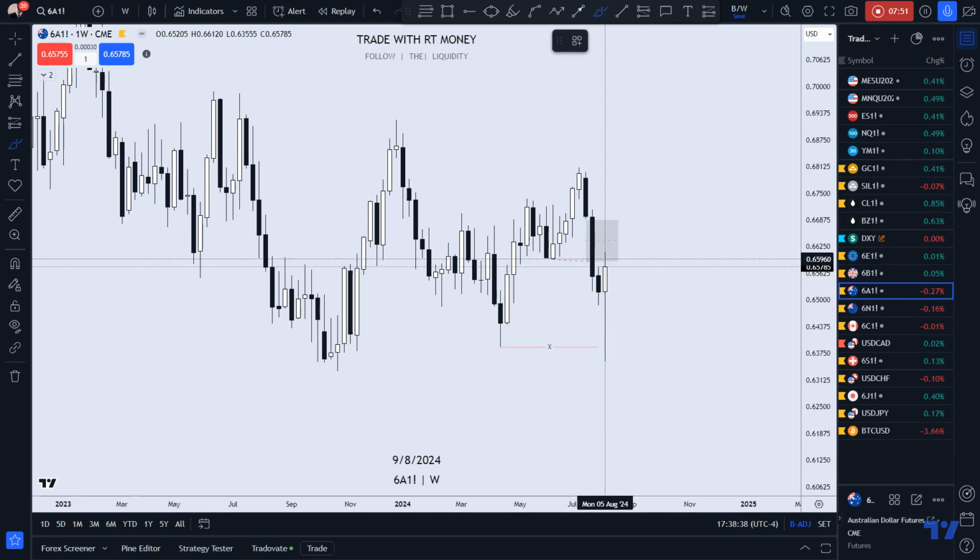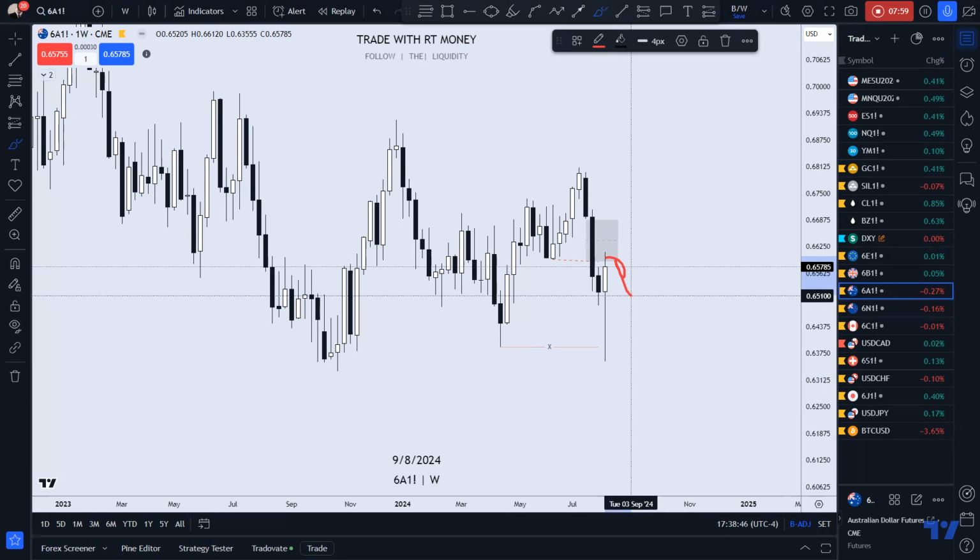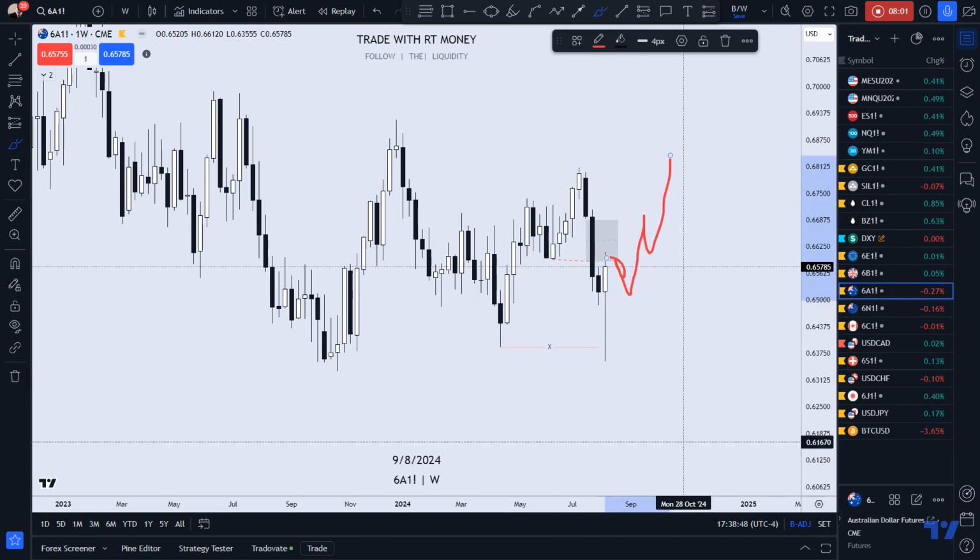We're going to watch this. You're going to be patient with it. Don't just jump into sells or buys. We're going to be patient with it. I'm thinking that price may pull back a little bit and then continue higher here.